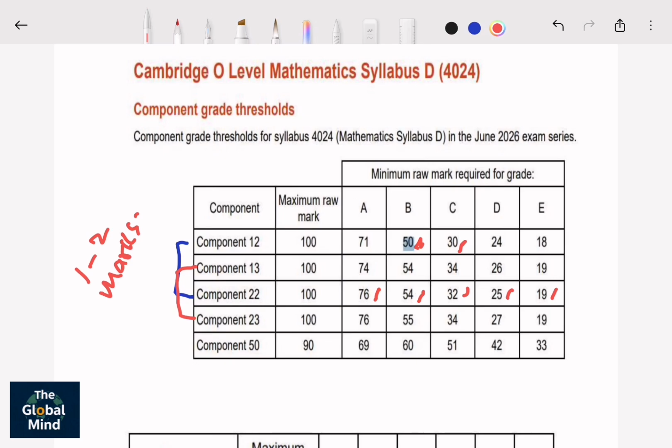So when the threshold is high, it means that the paper was moderately easy, and if the threshold is lower, then it means that the paper was difficult, or moderately difficult, it depends on the marks margin. If the margin is big, it means that the paper was very difficult, or moderately difficult when the margin is 1 or 2 marks.